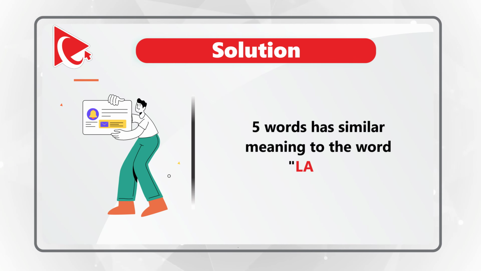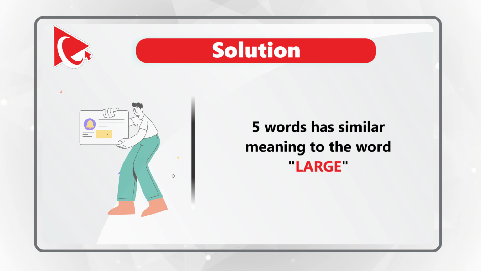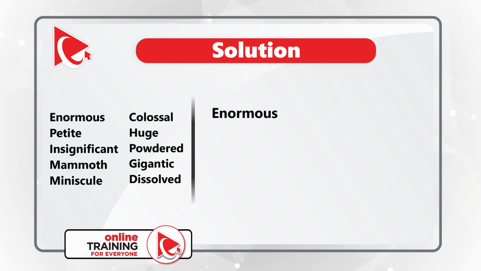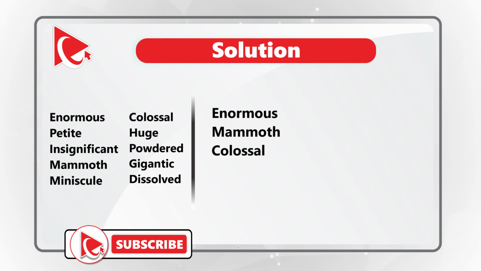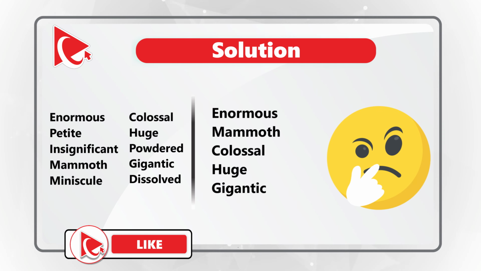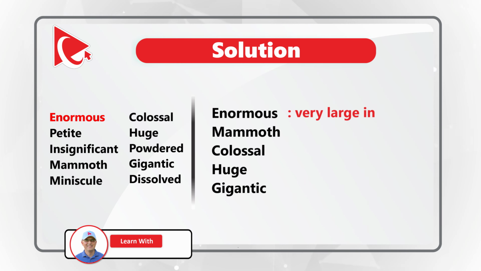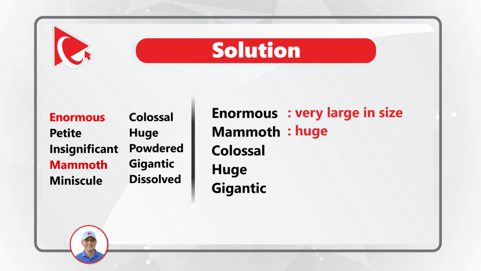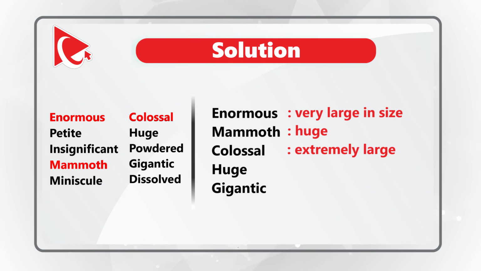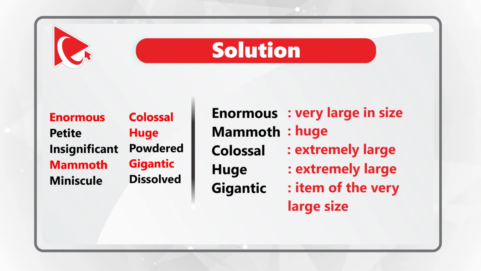I found 5 words that are similar in meaning to the word large. Let me share them all with you. The words enormous, mammoth, colossal, huge, and gigantic are similar in definitions to the word large. Enormous means very large in size. Mammoth means huge. Colossal means extremely large, as well as the word huge has a similar meaning of extremely large. And then finally, the word gigantic means item of a very large size.